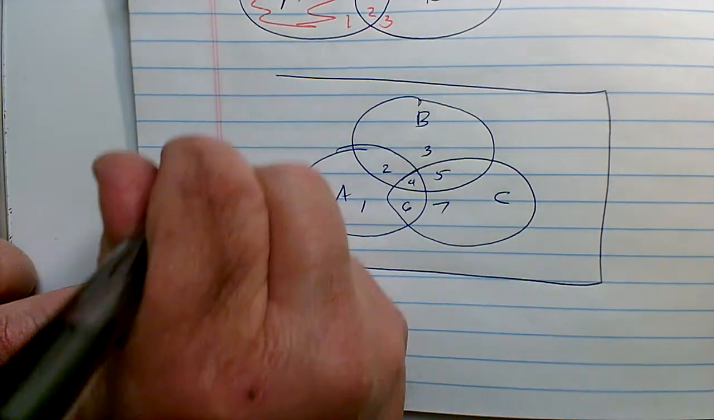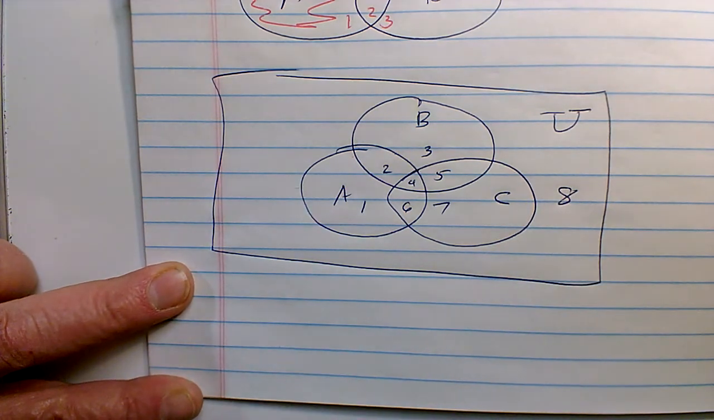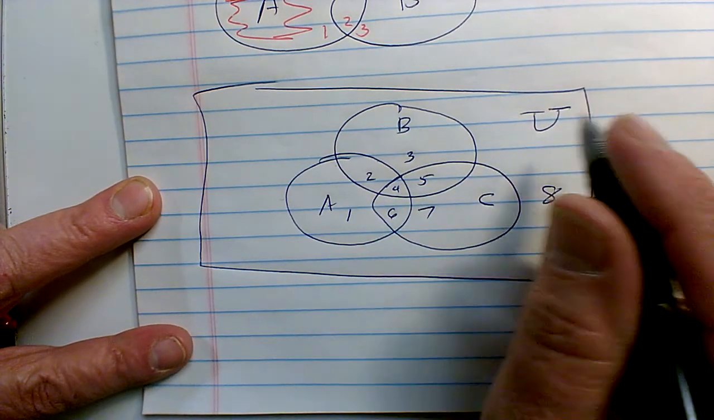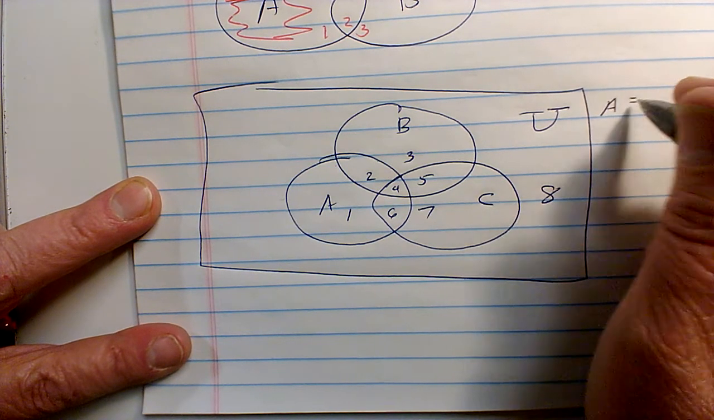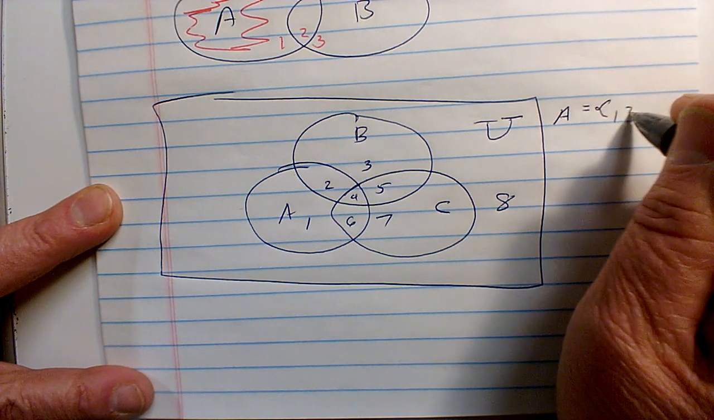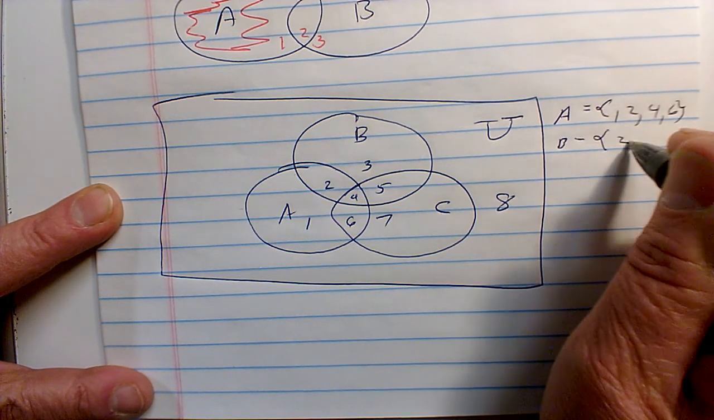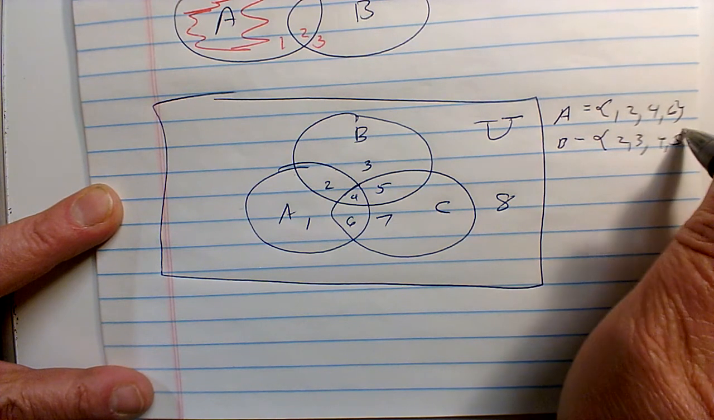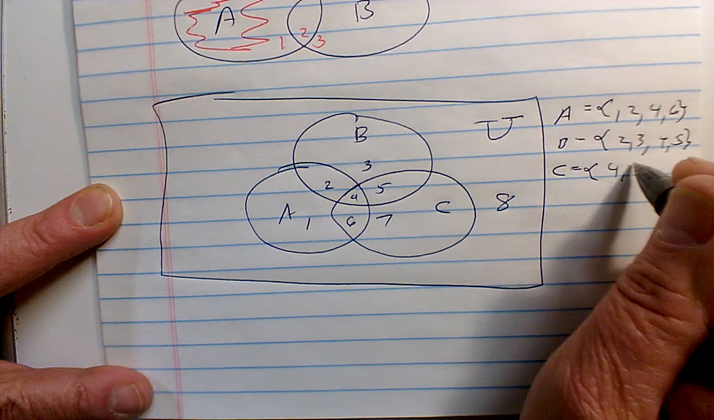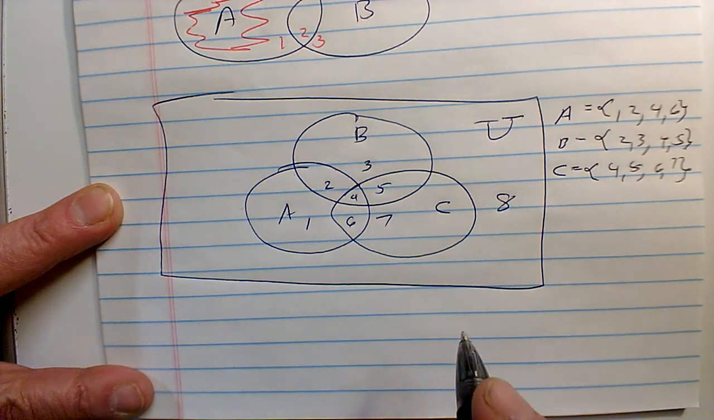And if you wanted to talk about the universe, that's everything out here, we could put an element that's out here. So now we could do those same kinds of relationships here. Notice that what we have is A is the set that has 1, 2, 4, and 6 in it. B has got 2, 3, 4, and 5. C has got 4, 5, 6, and 7.